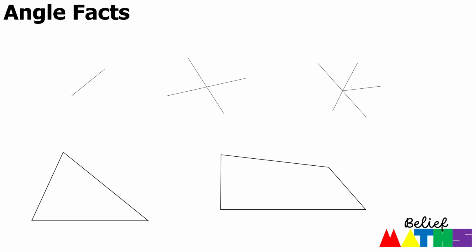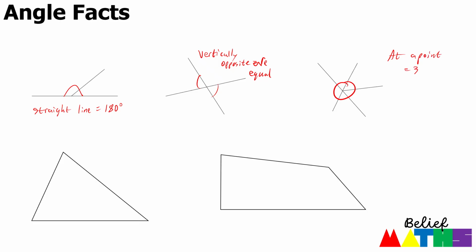Now, angle facts, there's lots of different ways they can ask these. This is just a reminder of the key facts. This is a straight line, and that equals 180. If you've got an x, these are vertically opposite, and they're equal. This is around a point, so at a point, or a full circle, is 360.